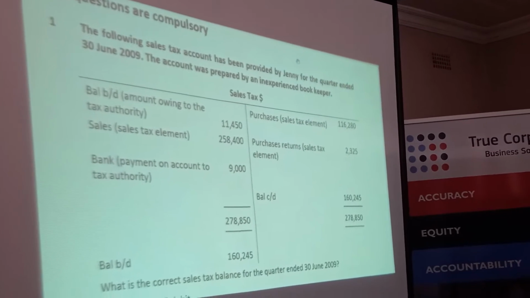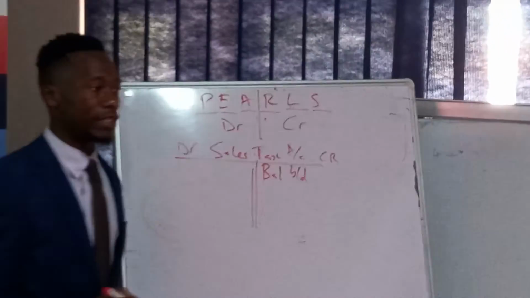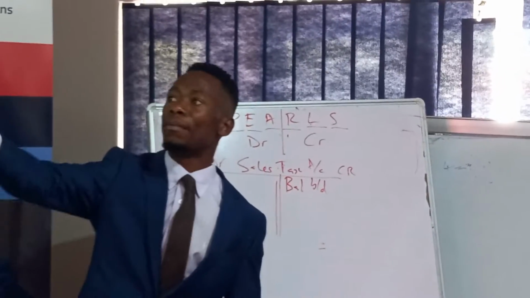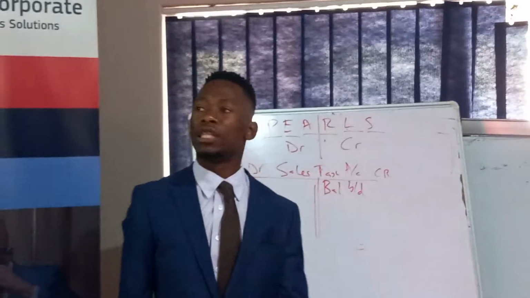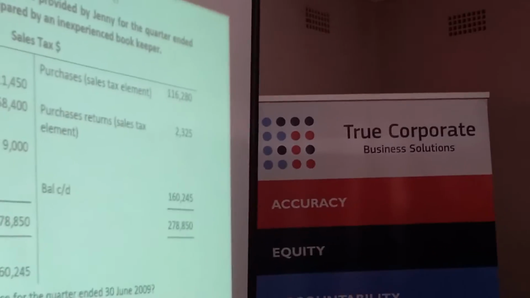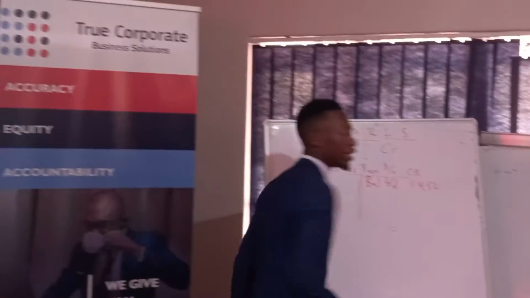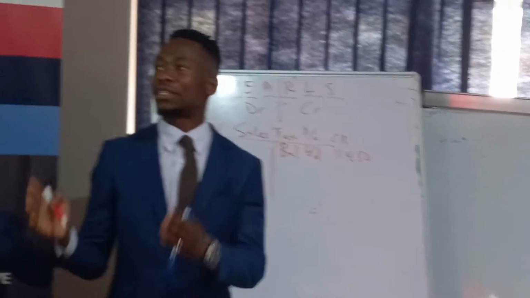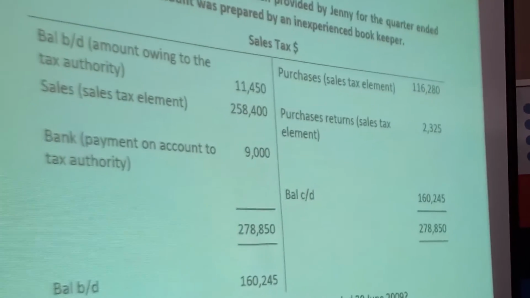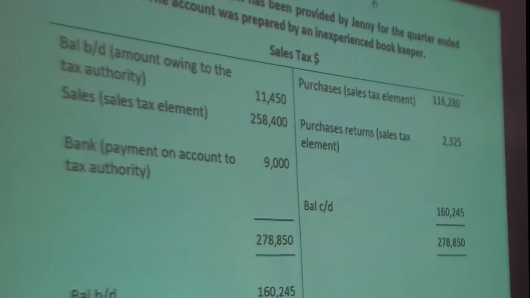So the BD is supposed to be on the credit side because it is a liability. You understand? So let's correct the bookkeeper, guys. How can you say the amount owing to the tax authorities, then you record it on the debit side? All liabilities are represented by a credit, right? So 11,450 on the credit side. Right, let me start by solving all the amounts that are on the debit. Then lastly, all the amounts that are on the credit.